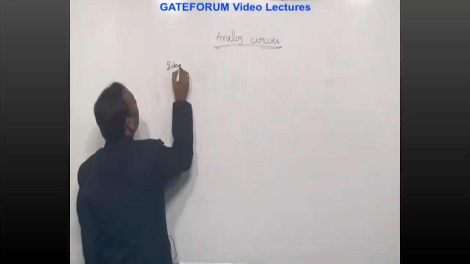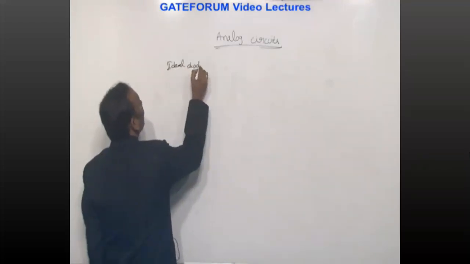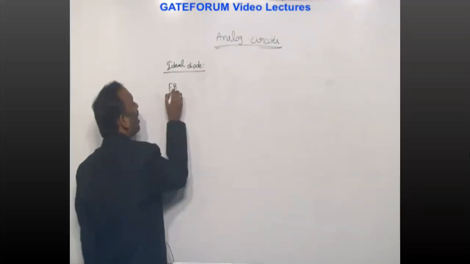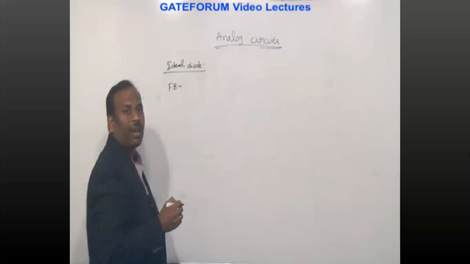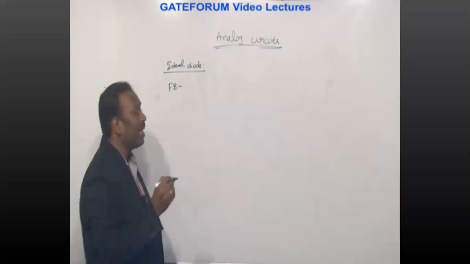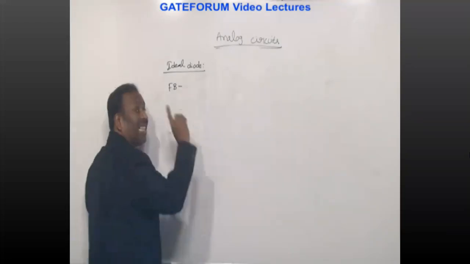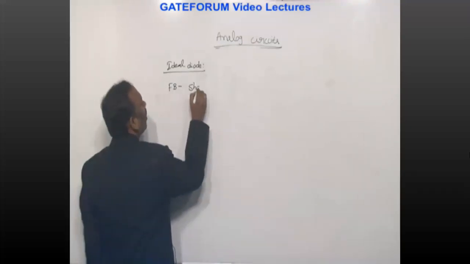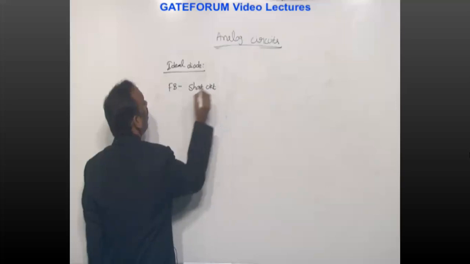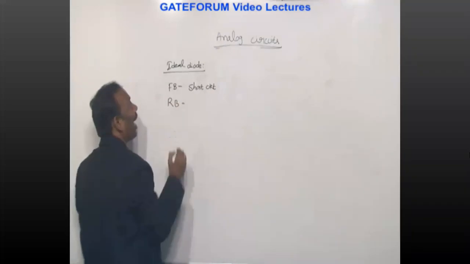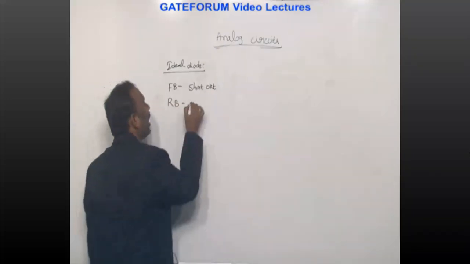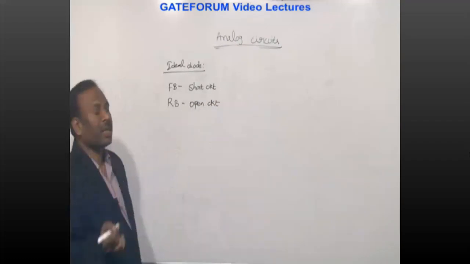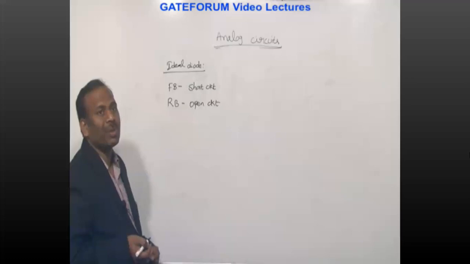Take an ideal diode. Under forward bias condition, current is maximum, ideally infinity, so it is replaced by a short circuit. Under reverse bias condition, an ideal diode has to be replaced by an open circuit. I am giving this because in the next topics, rectifiers, clippers, clampers, we are going to use this terminology most commonly.